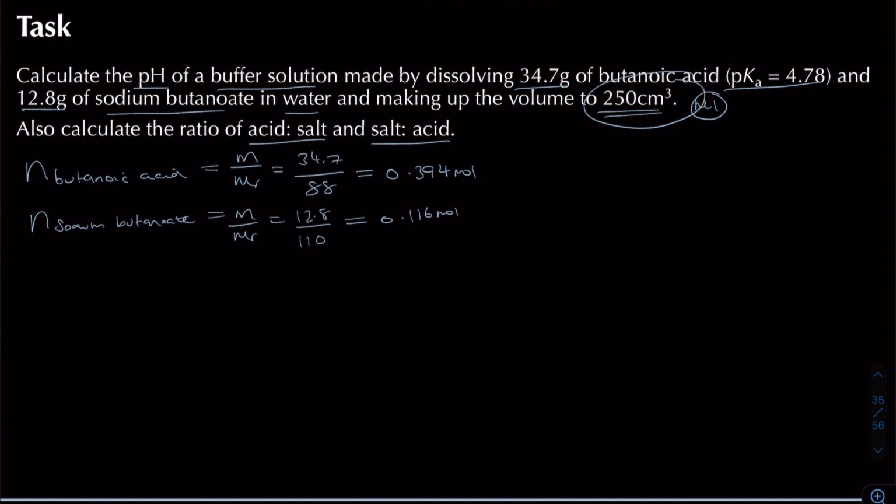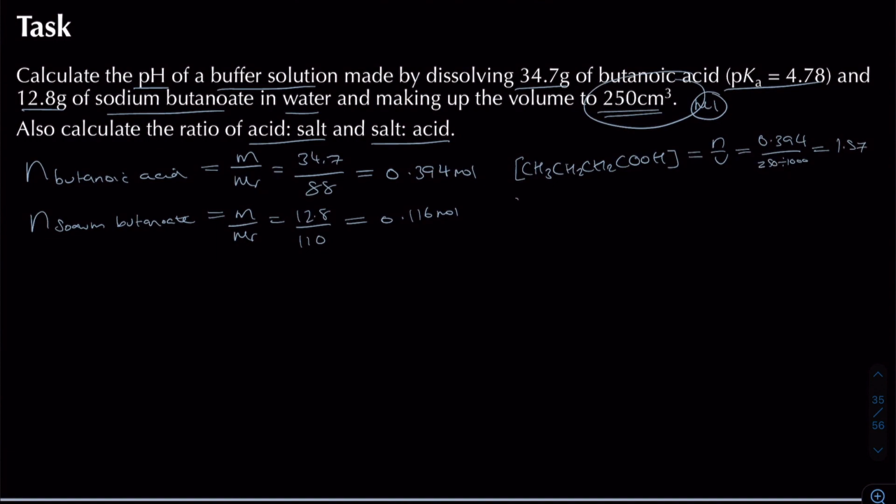Now the next step is to actually find the concentration of my butanoic acid, and so to find the concentration of butanoic acid, which is going to be CH3CH2CH2COOH, what I'm going to do is take the number of moles and divide by the volume, and so I'm going to do 0.394 divided by the volume, which is going to be 250 divided by 1,000. And what I end up with is a value for the concentration of 1.57 itself, and that's going to be mole per decimeter cubed as well.